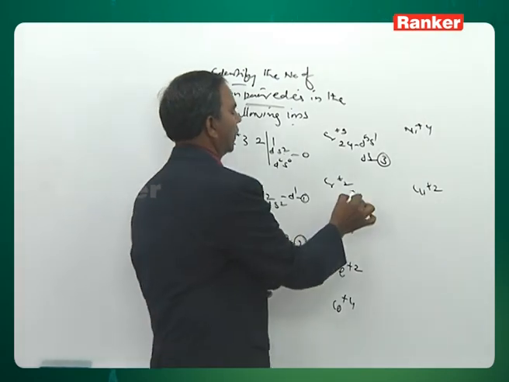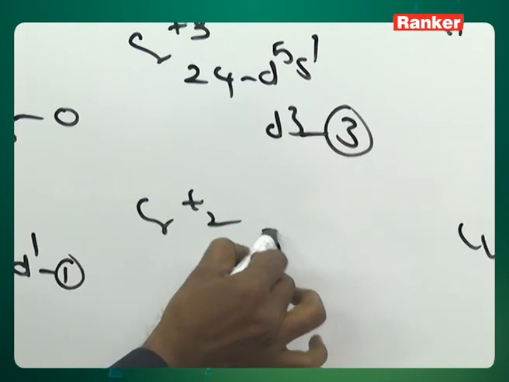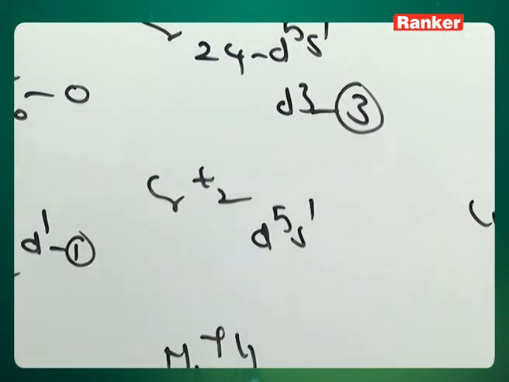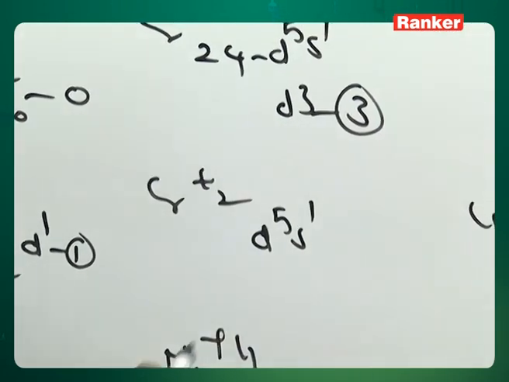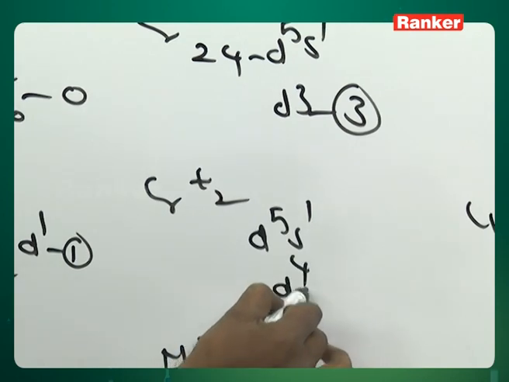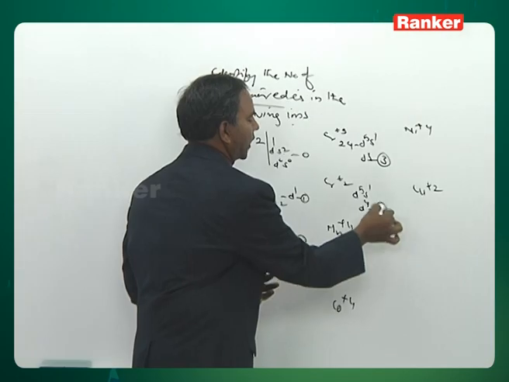Next, come to chromium plus 2. We can easily make out the same thing. The configuration of chromium is D5S1. 2 electrons lost. Then what is remaining? D4. Unpaired electrons again? 4.